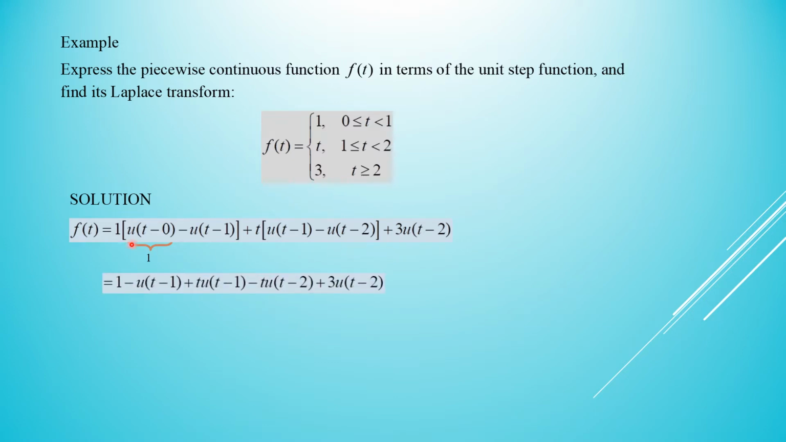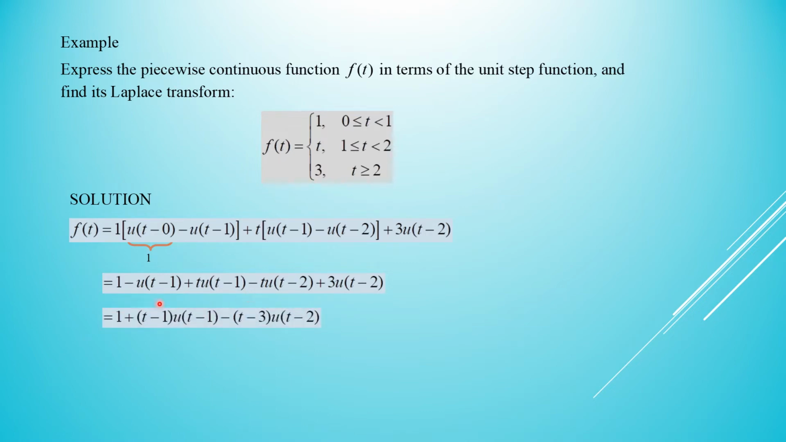So f of t is equal to 1 multiplied by 1 minus 1 multiplied by u(t minus 1) plus t multiplied by u(t minus 1) minus t multiplied by u(t minus 2) plus 3 multiplied by u(t minus 2). Okay, so this is how we have written down the function after we have expanded this whole expression here. And notice that these two terms have a common unit step function, which is u(t minus 1), and the last two terms also have a common unit step function, which is u(t minus 2). So let us factor the common unit step function.